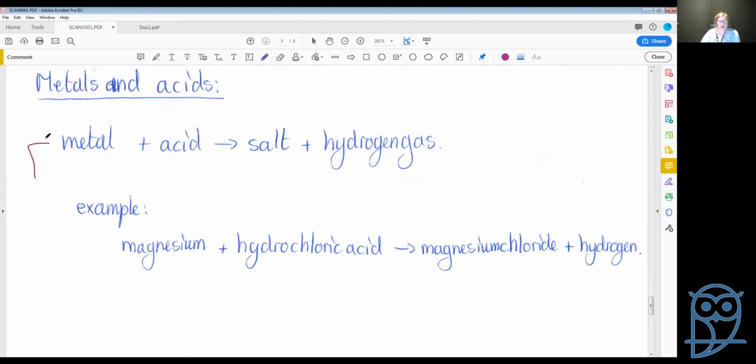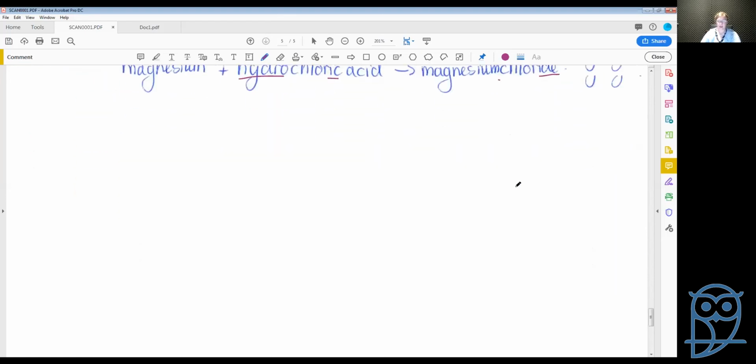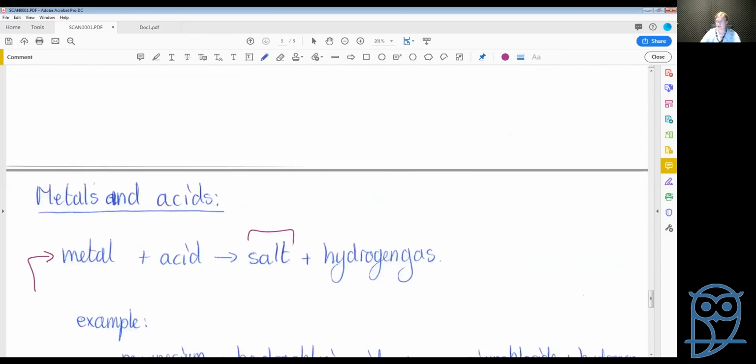So here is the equation that you guys need to know. A metal plus an acid gives us a salt and hydrogen gas. Again, this is a chemical salt. So here's our example. We have magnesium that we combine with hydrochloric acid. That hydrochloric, if you remember from your chemical naming, becomes an ide. So we have magnesium combining with that. So we've got magnesium chloride and hydrogen gas. So that's how metals and acids work. And I think that is it that I have.